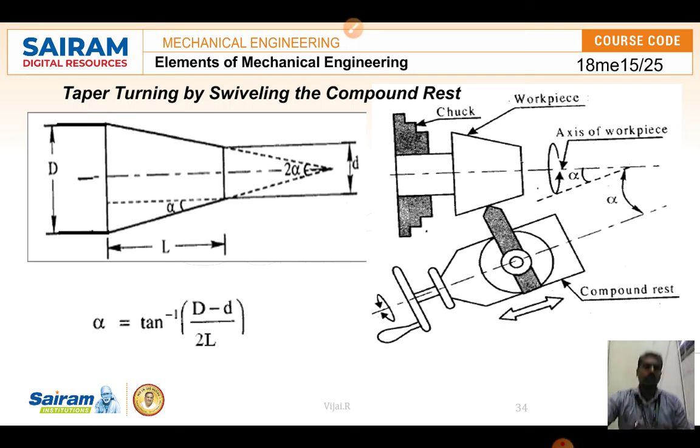For that, we need three parameters. One is the major diameter, or the maximum diameter, of the conical shape, because we want to make a taper turning operation only. So we need not worry about the entire workpiece, only the area to be tapered. We need the maximum diameter and the minimum diameter of the conical shape. Capital D is the bigger diameter and small d is the minimum diameter.